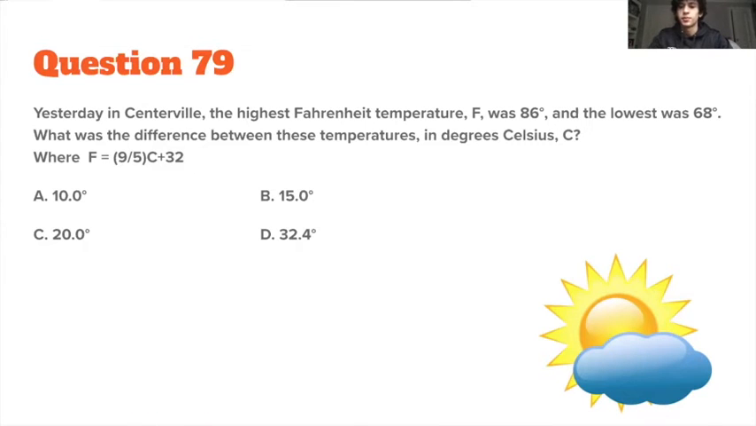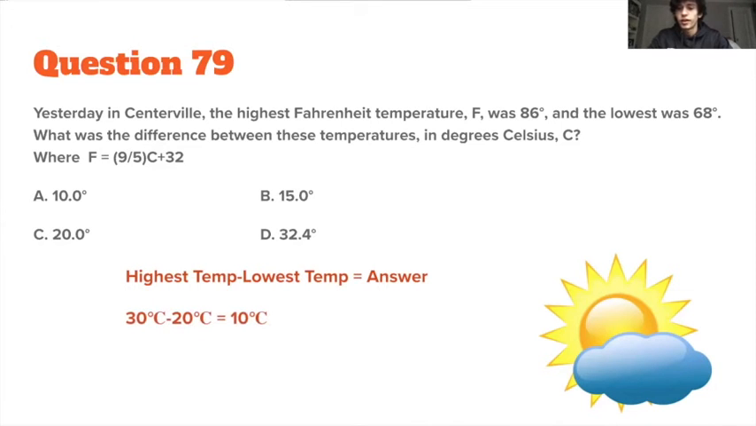Here comes the fun part. We subtract the lowest temperature from the highest temperature, which is 30 minus 20. Our answer is A, 10 degrees Celsius.